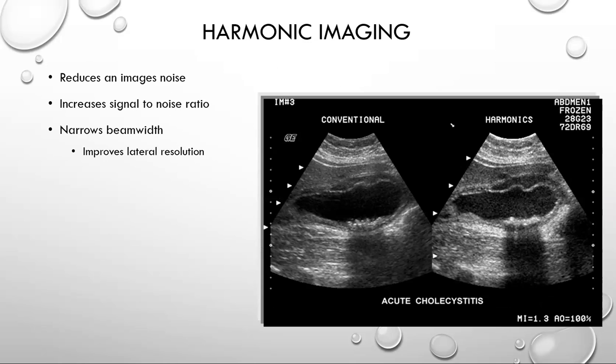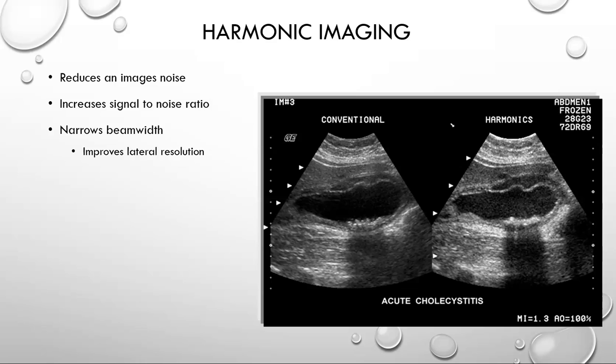Harmonic imaging, of course, can reduce the noise in the image. It increases the signal-to-noise ratio, and it also can narrow the beam width. It improves lateral resolution and can make the image much better. Also, it can degrade the image, so you may need to turn it off.